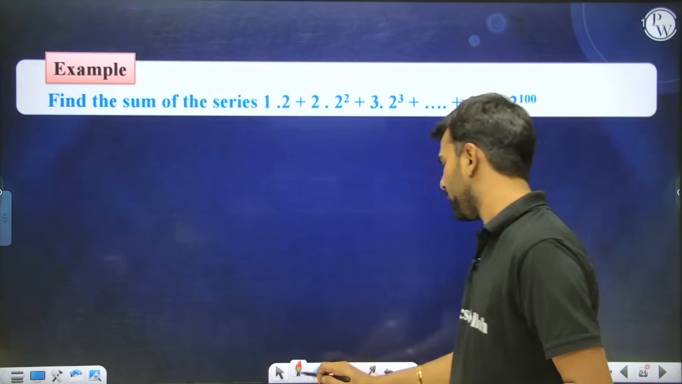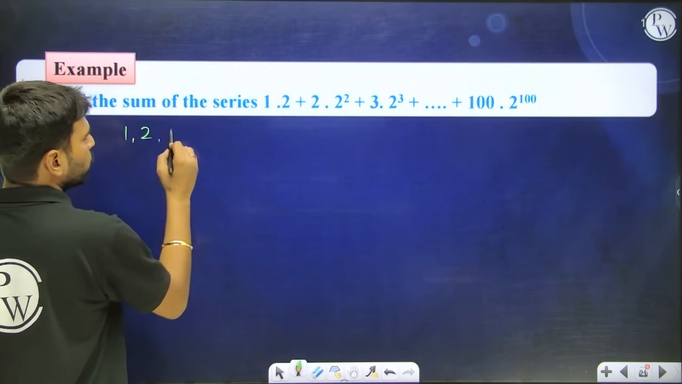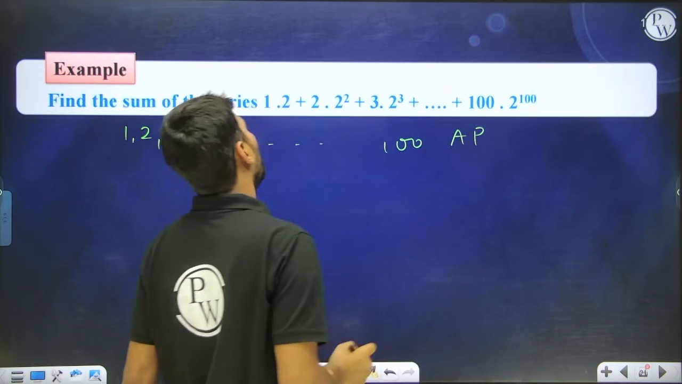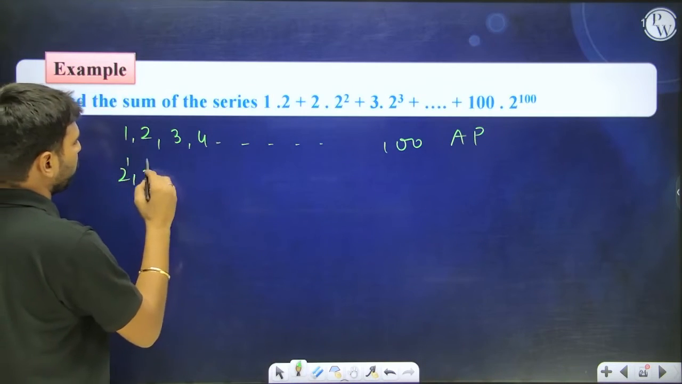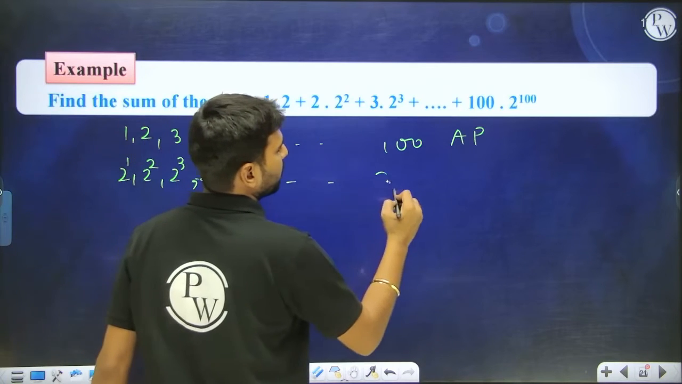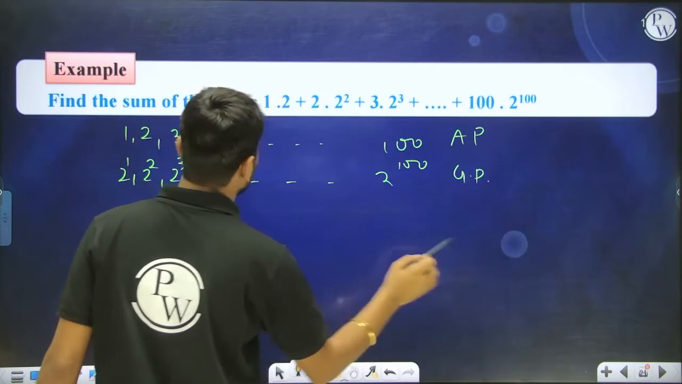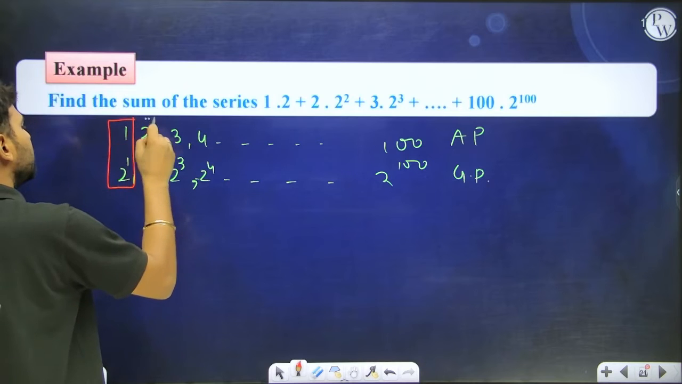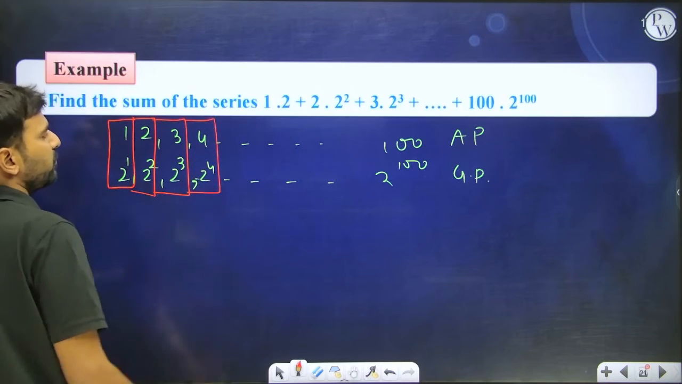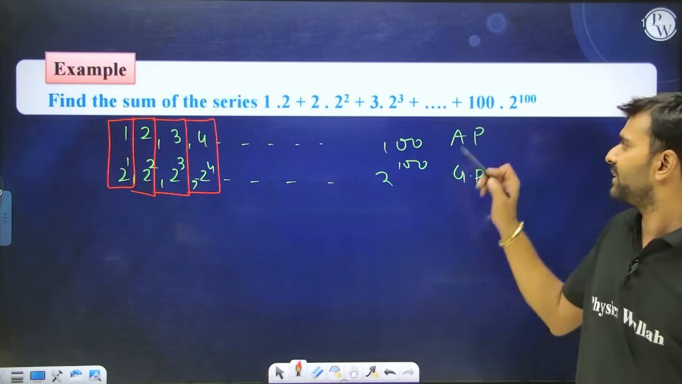Let's take this problem up and understand how to find out the summation of AGP. Now look. 1, 2, 3, 4 and so on till 100. This is an AP, isn't it? Whereas if you see 2 to the power 1, 2 to the power 2, 2 to the power 3 and so on, this is nothing but a GP. So ultimately you can feel that the first term of the AP has been multiplied with the first term of the GP, second term with second term, third with third, fourth with fourth and so on, and that is nothing but an AGP.